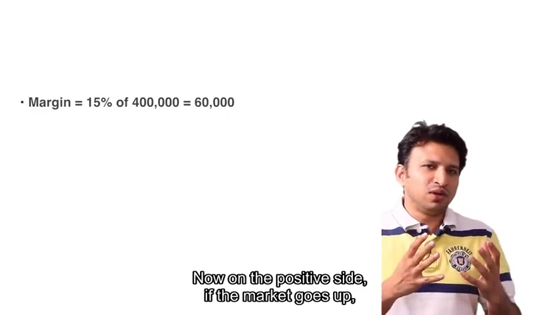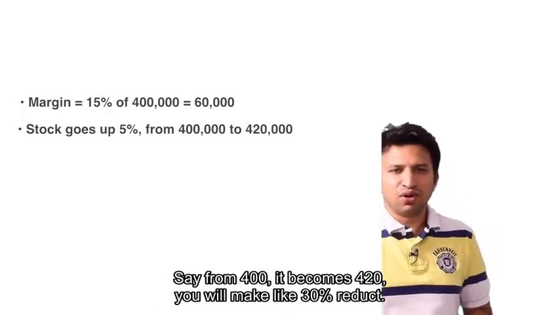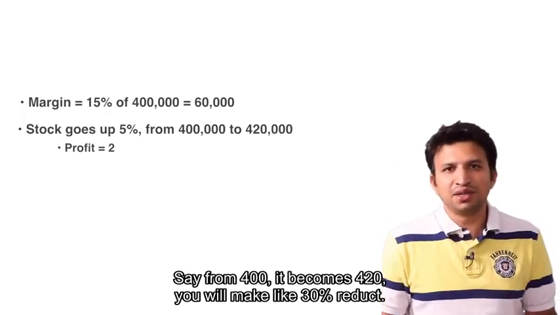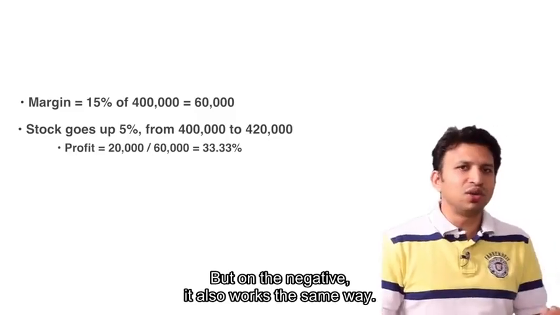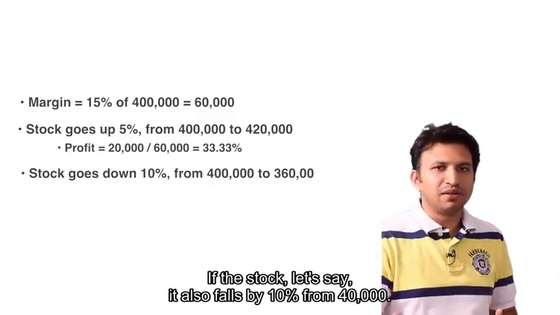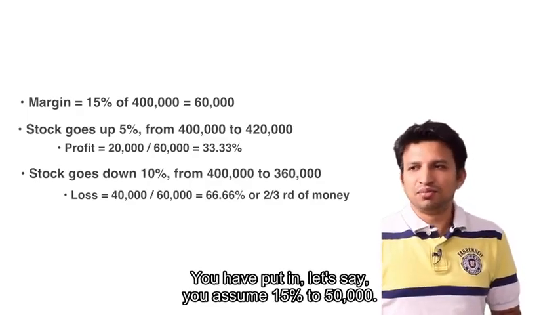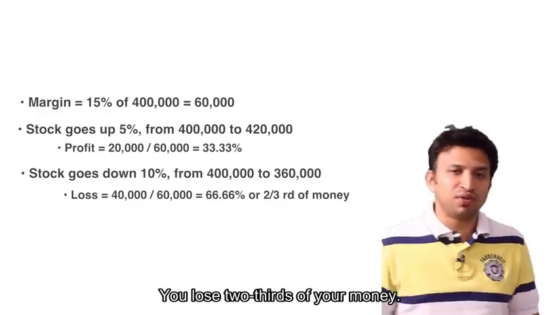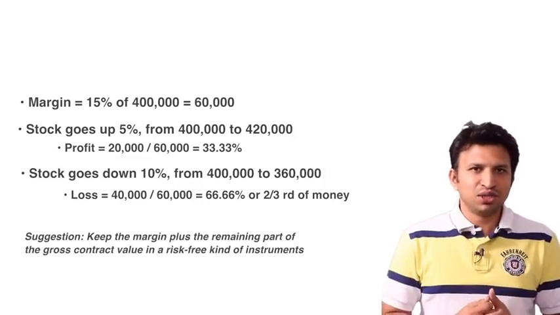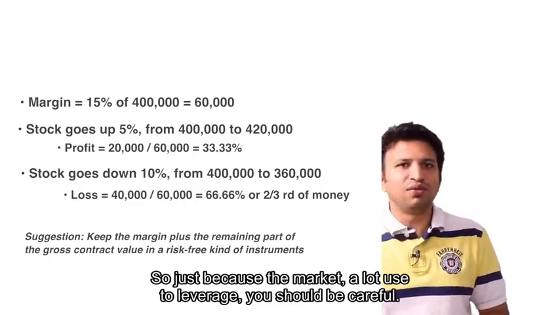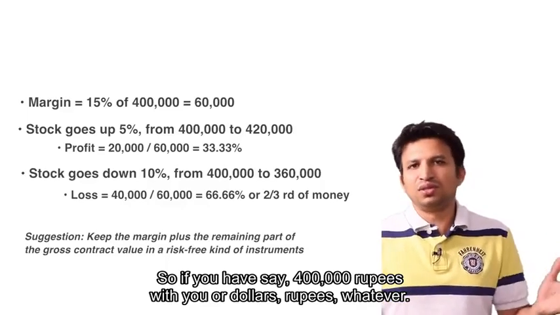Now on the positive side, if the stock goes up, let's say by 5%, from 400 to 420, you will make more than 30%, about a 33% return. That's huge. But on the negative side it works the same way. If the stock falls by 10%, that is 40,000, and you have put in, let's say, 15%, 60,000, you lose two-thirds of your money. So one has to be really careful when dealing in derivative instruments. Just because the market gives you leverage, you should be careful. So if you have, say, 400,000 rupees with you, or dollars, whatever.